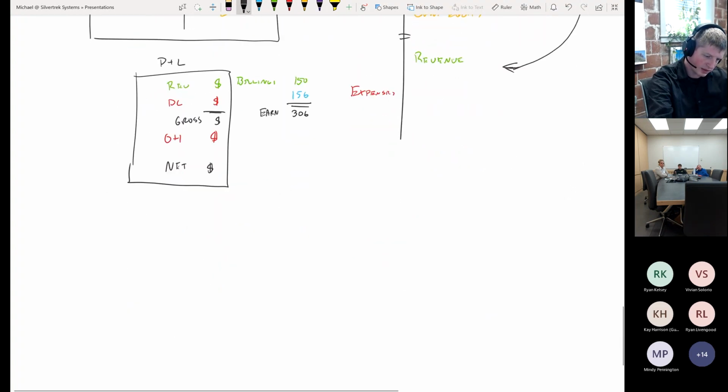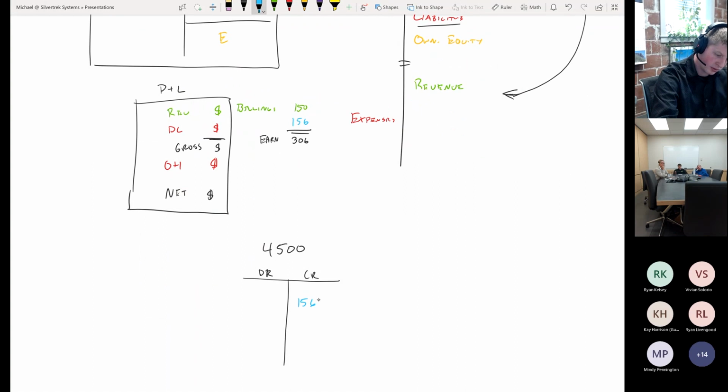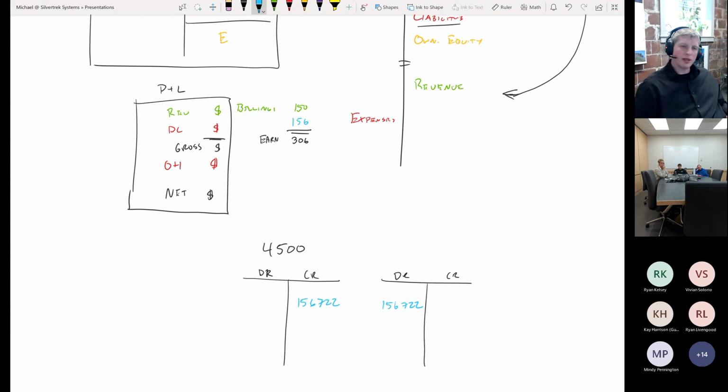So this is called a T-chart here. We're going to say our revenue account is just going to be, we'll call it 4,500. And we're going to have our debits on this side and credits on the other side. We're going to increase this by $156,722. But in order to make this a complete transaction, we also have to debit something in the equal amount. So we already know that we're going to debit something for 156,722. But what is it that we're going to debit?